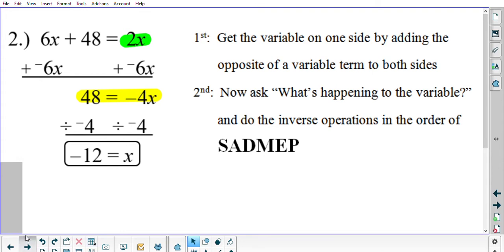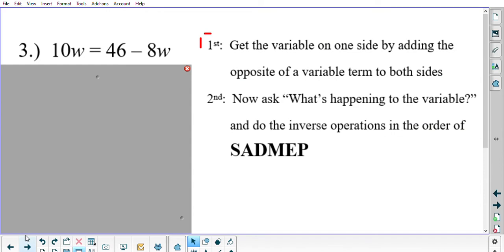Speaking of which, take a look at number 3. It's those type of problems, just like number 2. Let's see if you can do it in the quick way like I was showing on number 2. So hit pause in the video, try number 3 on your own, then hit play when you're ready to see how you did.